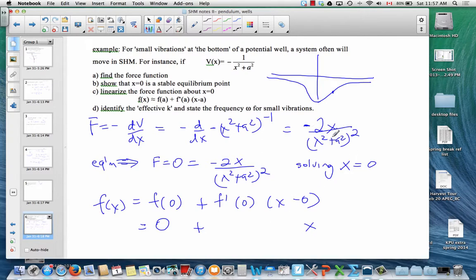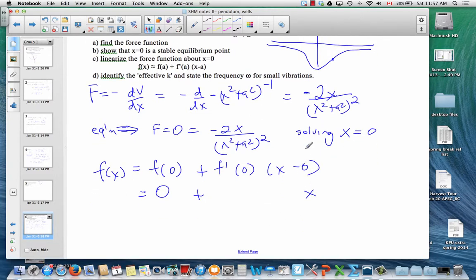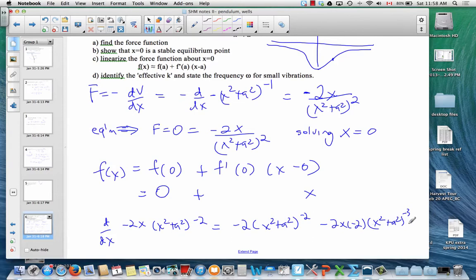So the derivative of this function, well, we're going to have to do the product rule on that. We're going to need a little bit more room for that. So we want to do the derivative of minus 2x times x squared plus a squared to the negative 2. So that'll be negative 2, doing the derivative of the first term, times that, minus 2x times negative 2. This will go to the negative third power. And then we need to multiply by the derivative of the inside, which again is going to be twice x.